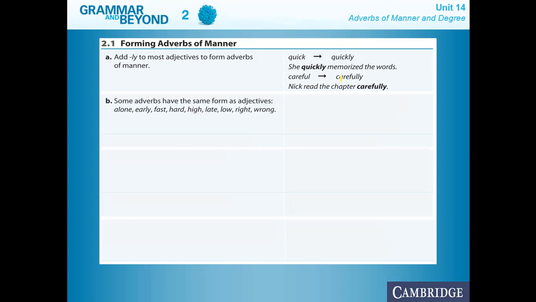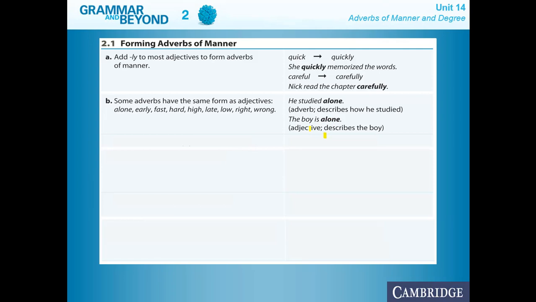Great. Now, some adverbs have the same form as adjectives. This means that these words are used as adjectives and as adverbs as well. So we have many of them. For example, he studied alone. This is an adverb because it describes how he studied. Okay, in solitude, right? He studied in solitude. Now, the boy is alone. Now, this is an adjective because it describes the boy. All right.